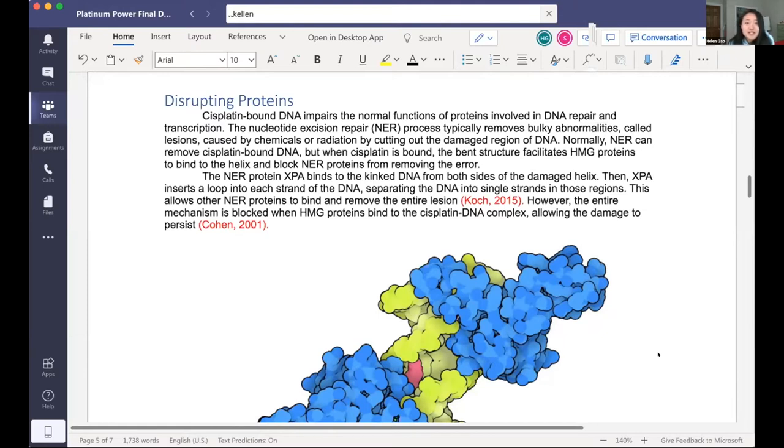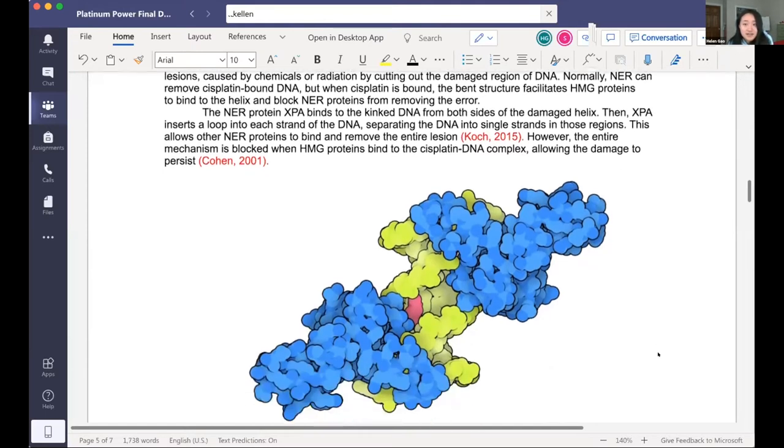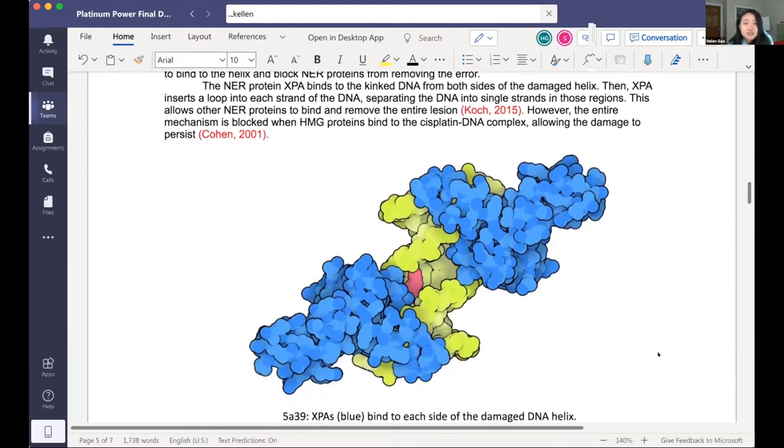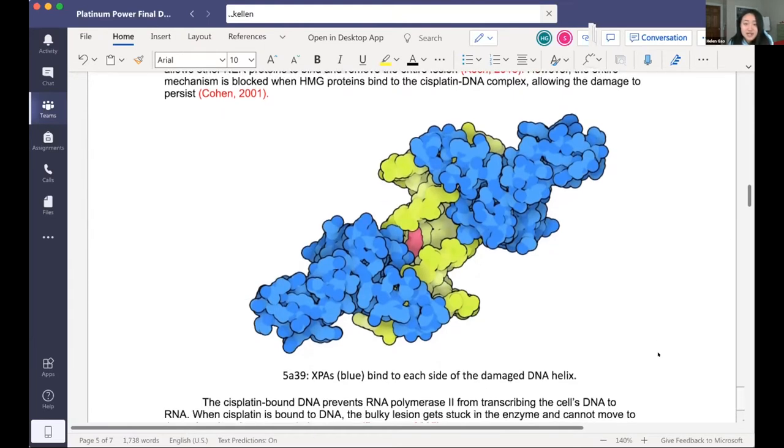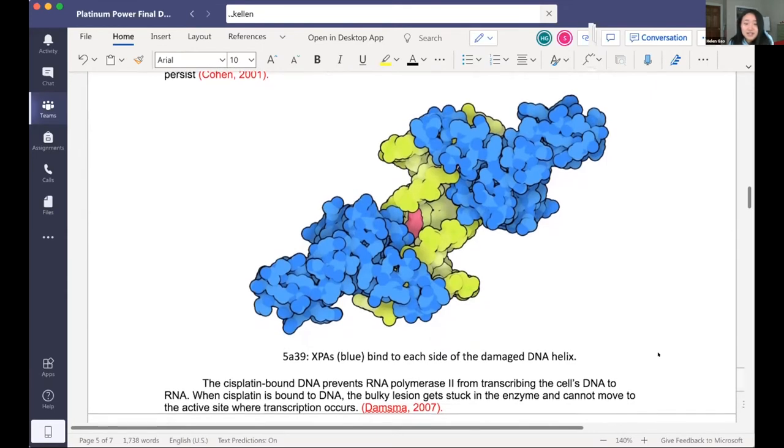The NER protein XPA binds to the kinked DNA from both sides of the damaged helix. Then XPA inserts a loop into each strand of the DNA, separating the DNA into single strands in those regions. This allows other NER proteins to bind and remove the entire lesion. However, the entire mechanism is blocked when HMG proteins bind to the cisplatin-DNA complex, allowing the damage to persist. So here we have a figure showing the XPA proteins binding to each side of the damaged DNA helix.